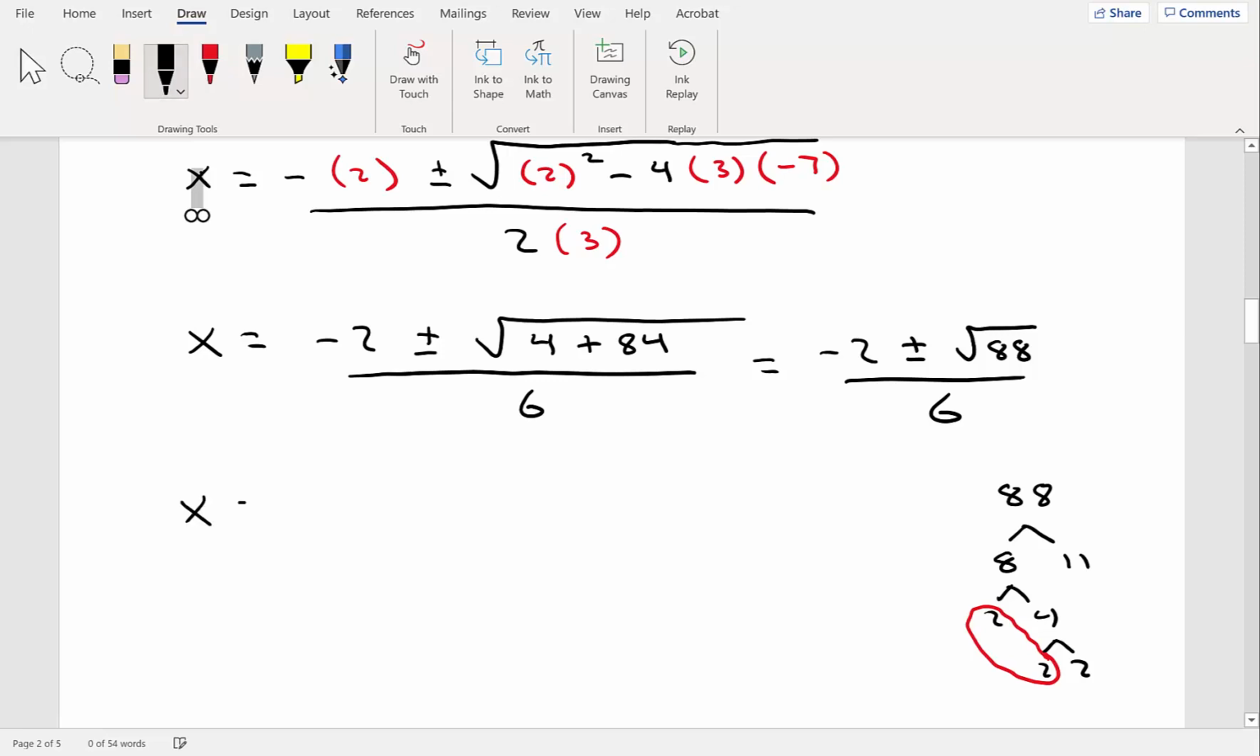So now I have x is equal to negative 2 plus or minus 2 times the square root of, and what I had left over was this 11 and 2. Multiply those together and put that back inside the square root. So I have 11 times 2, which is 22, which goes back on the inside, and I have over 6.